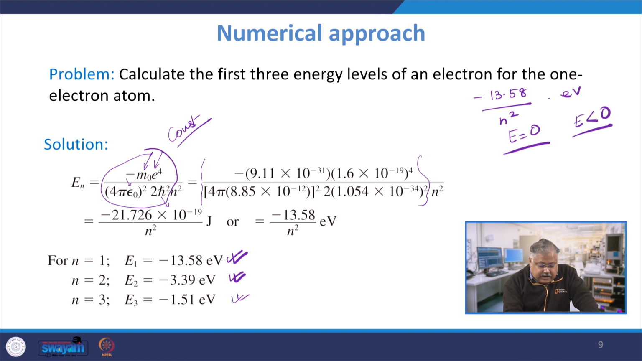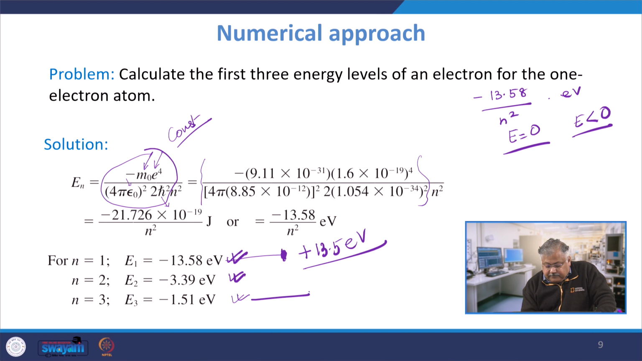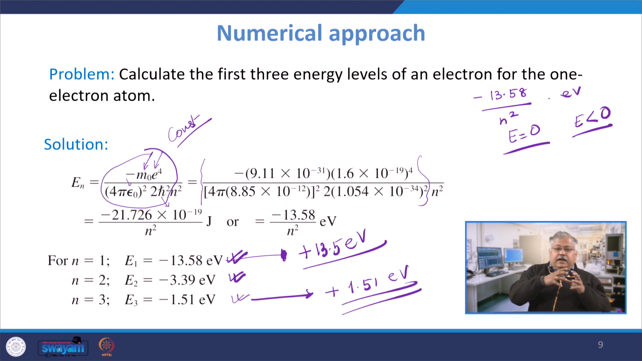Now if you want to make, for example, an electron which is kept at E1 to be free, you need to give an energy from an external system. How much? Plus 13.5 electron volt. However, if the electron is sitting somewhere in the third orbit, at n equals 3, then I have to give just 1.51 electron volt to make it free. That's the reason why electrons in the outer periphery are much easier to extract, because they are under less influence of the nucleus in a general sense, right?